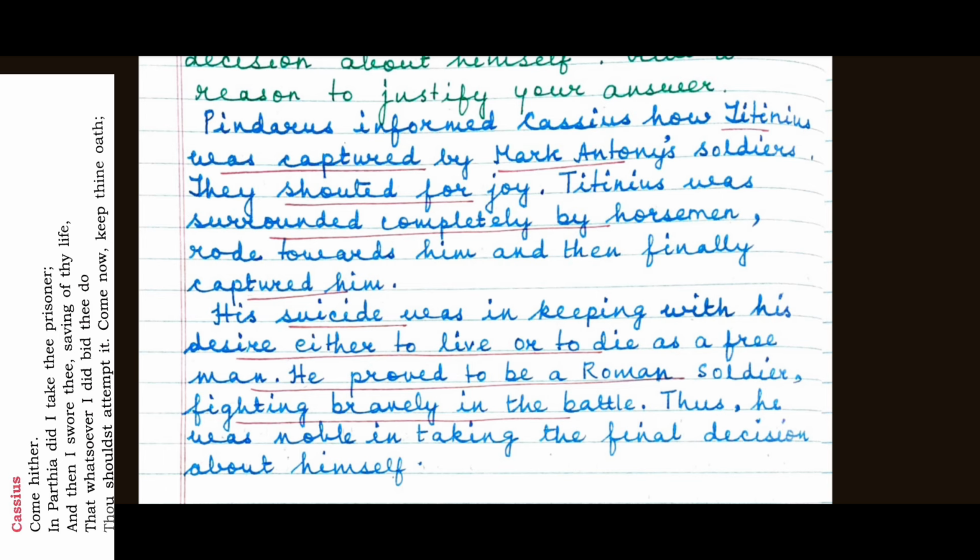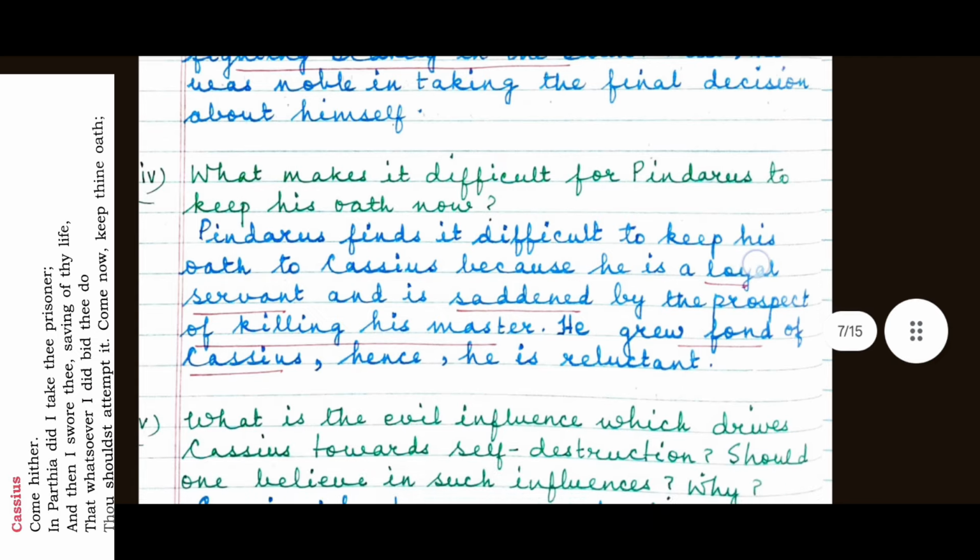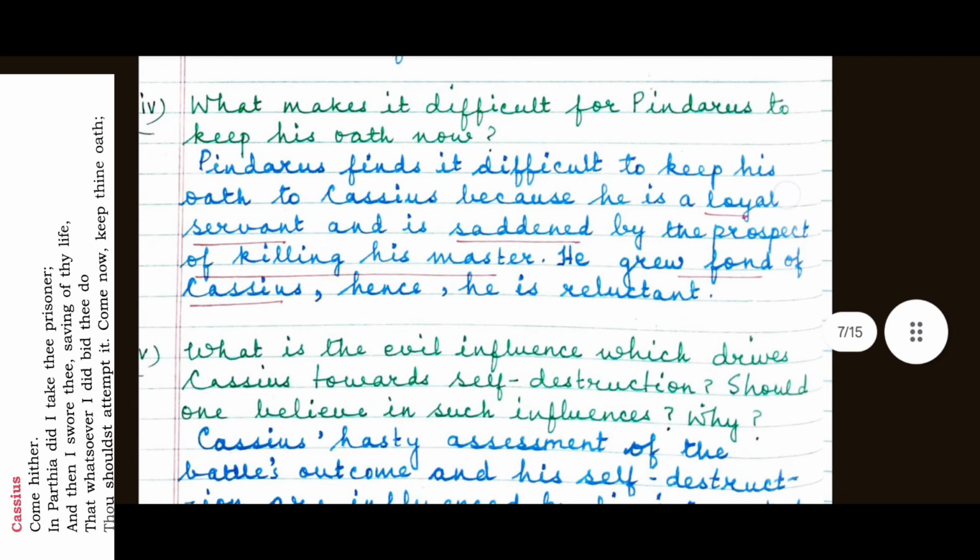He did not want to be disgraced. He did not want to be taken a prisoner of war, according to the Elizabethan concept of honor.